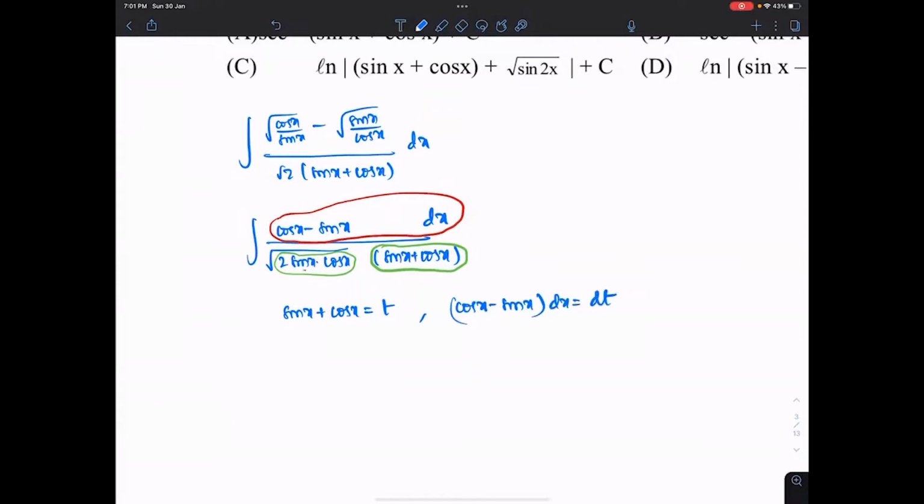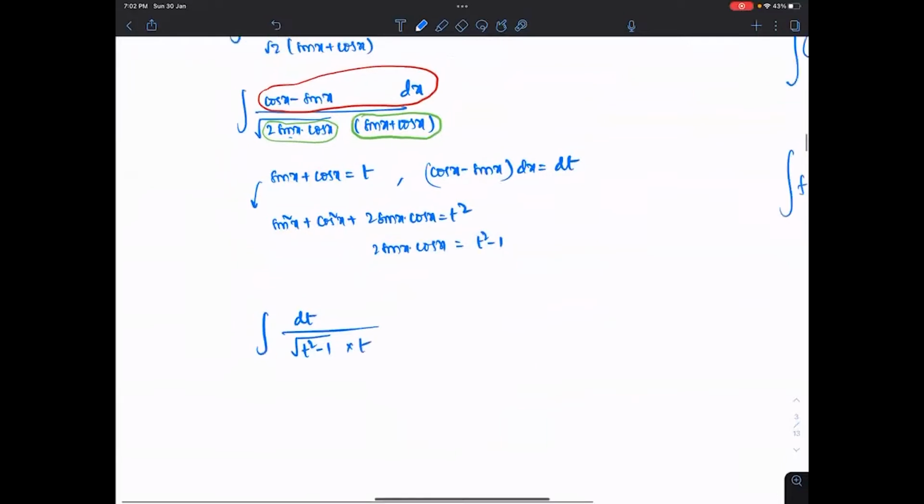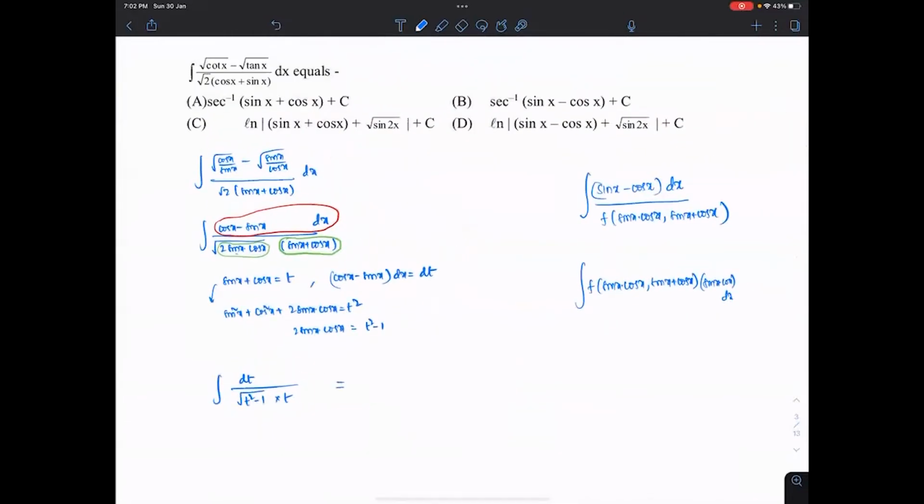But how will you write 2 sin x cos x? That is the only point here. If you square this one, sin square x plus cos square x plus 2 sin x into cos x, that will be t square. So what is 2 sin x into cos x? That is t square minus 1. That's it. Substitute everything. Integral dt by root t square minus 1, and 1 is sin x plus cos x, that is t only. Now this is nothing but the secant x derivative, dt by t root t square minus 1. This is simply secant inverse t. And what is t? Sin x plus cos x.